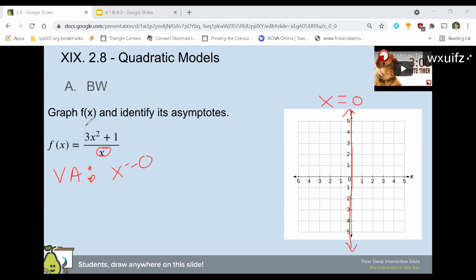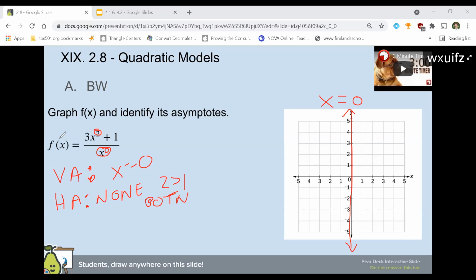That's a vertical asymptote. Okay, what is the horizontal asymptote? Why is it none? Because it's bigger on top. 2 is bigger than 1. Power at the top is 2, power at the bottom is 1, 2 is bigger. Bigger on top is none.